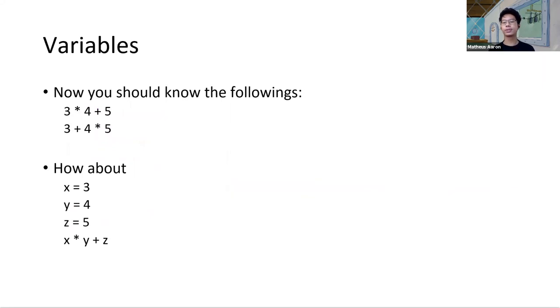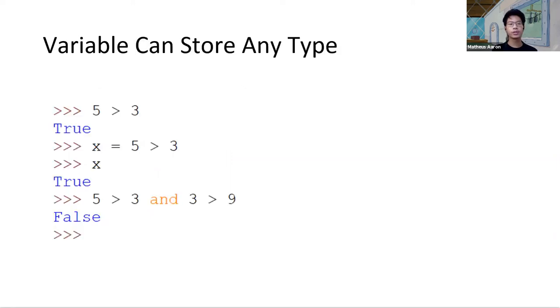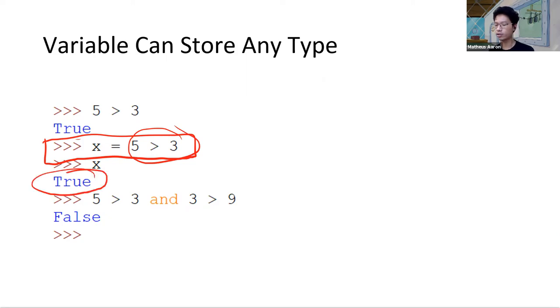Next is variables. I'm just going to talk a bit about variables. I hope some of you already know about variables. So variables can store any type. In this case, if you observe this particular line, it's a comparison of 5 greater than 3, and as a result, it will store the true value of it. Okay.